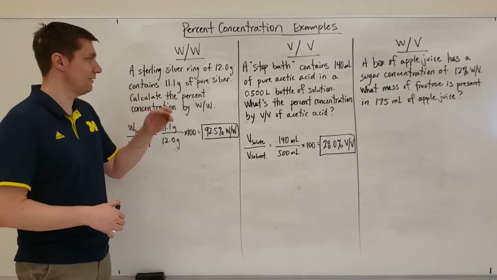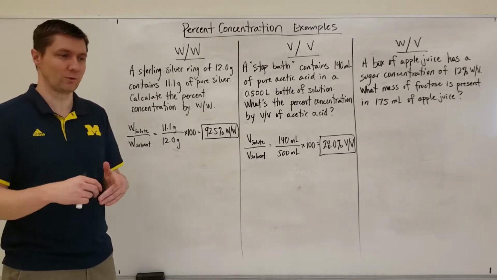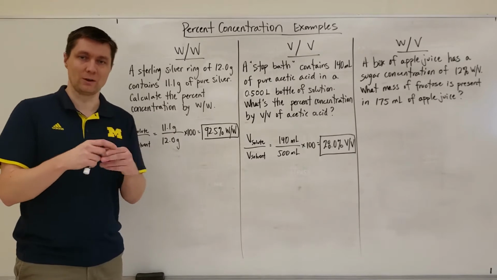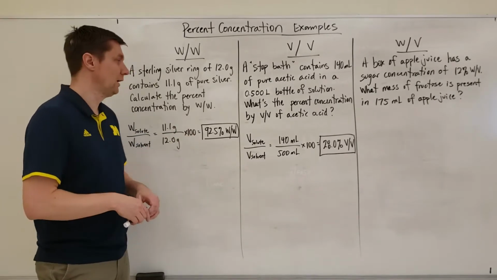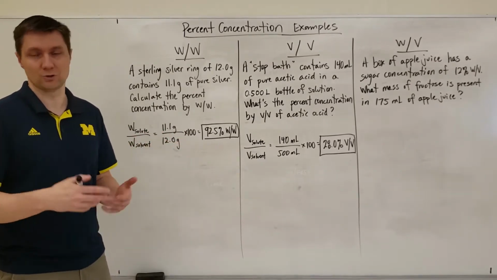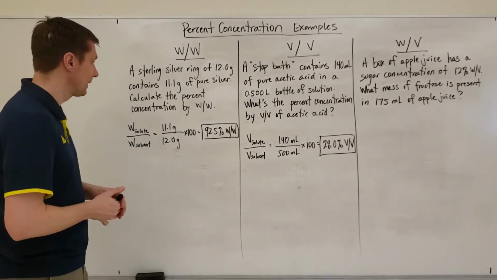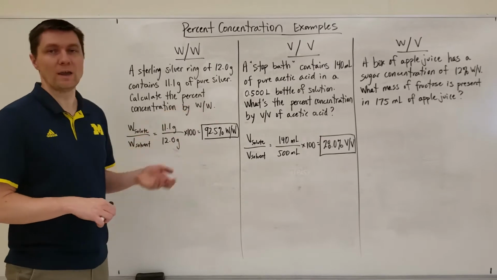And it contains 11.1 grams of pure silver. So when they make these sterling silver rings, they'll melt the pure silver in with other metals, mix it all together so you can't see the different parts, so a solution. And then they cool it down so that it hardens into a metal ring. And so you can calculate the percent concentration of this in a weight to weight ratio.